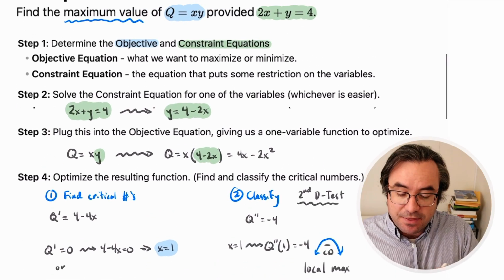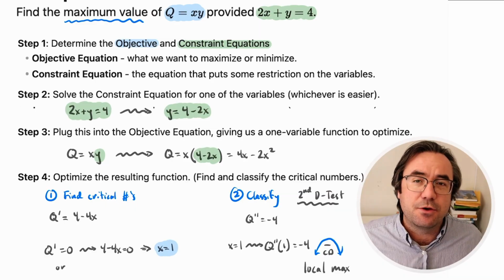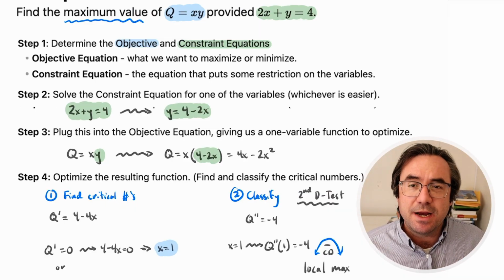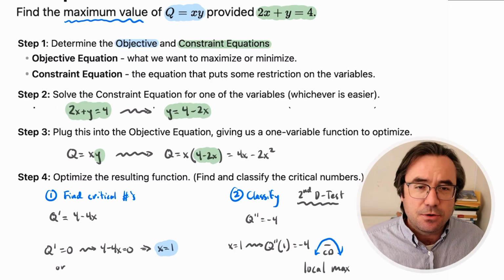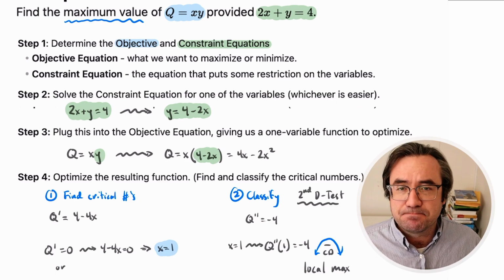Sometimes the question will say, find the max value of your function or the min value of your function, or the question might ask, find the x and y values that give you the maximum. So depending, you might be finding different things.